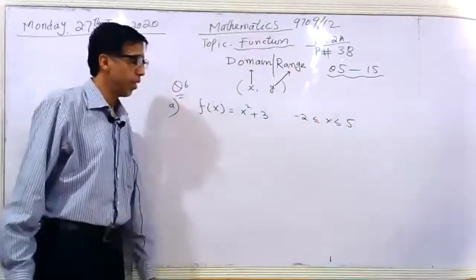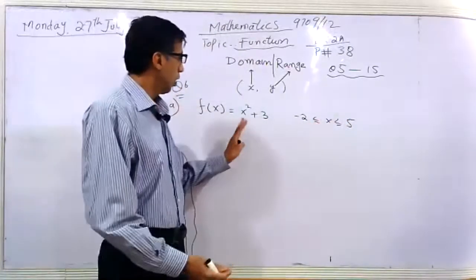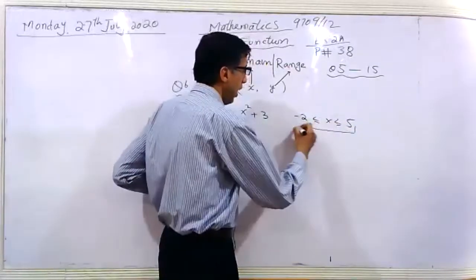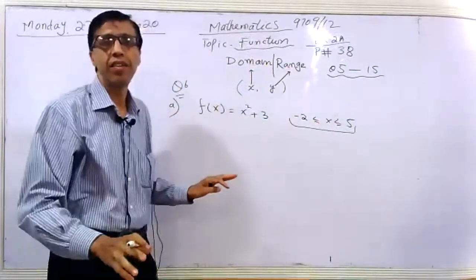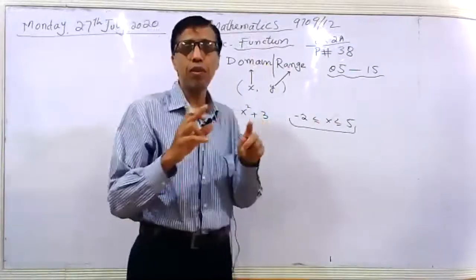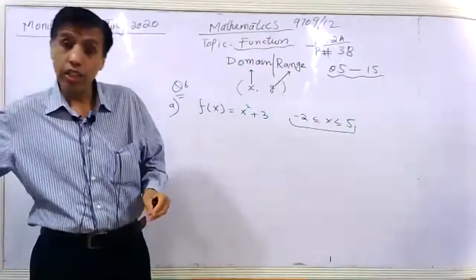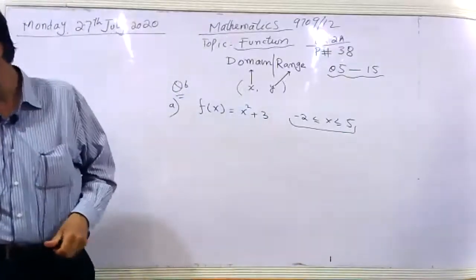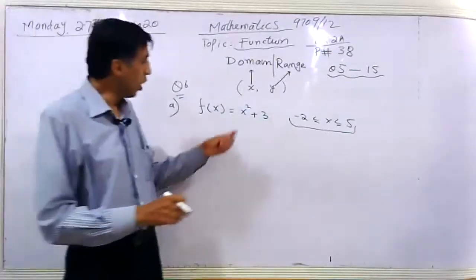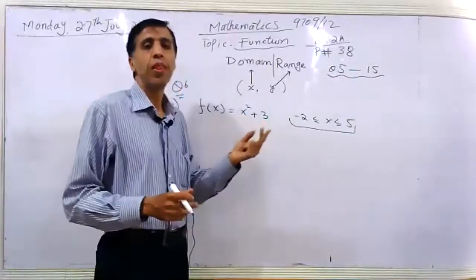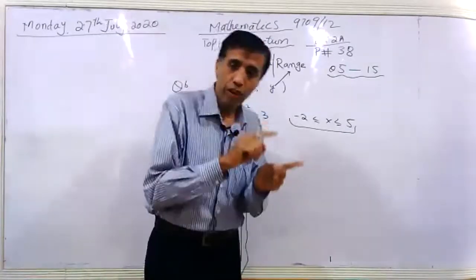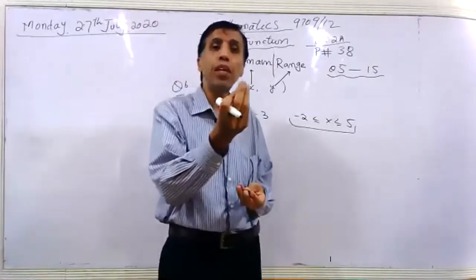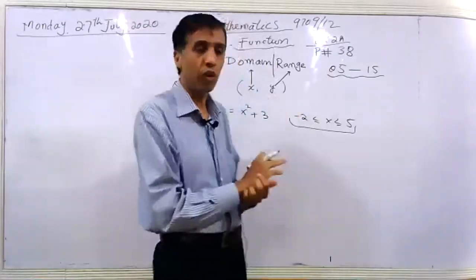Fine. Now, in this case, the domain is given and the equation is quadratic. In the last question, number 5, the equation was linear, x plus 4. Now here it is a quadratic equation. Now learn one more thing. The range, the y value, is the minimum value. We have to write it over here.